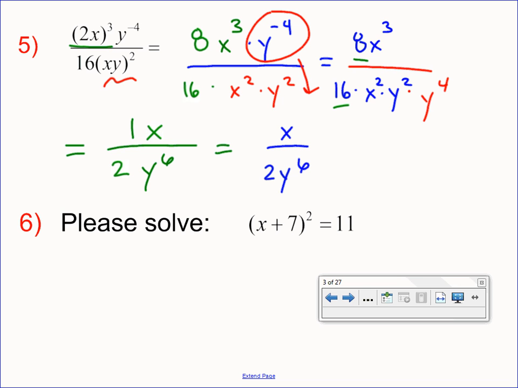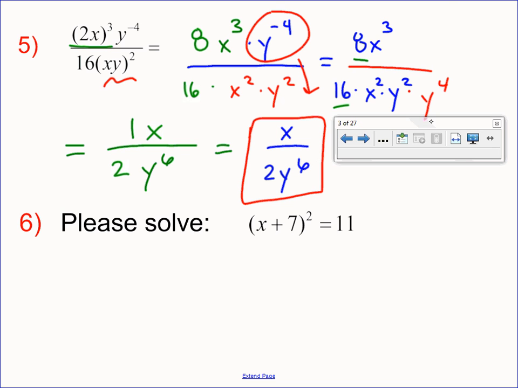Nice job. Good work, you guys. What questions do you have about number 5? I tried to show step by step. 1, get rid of the parentheses. 2, apply your negative exponent properties. 3, simplify the fractions. All right, number 6, please solve.